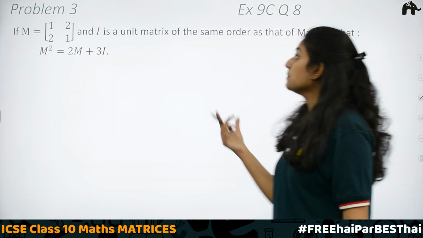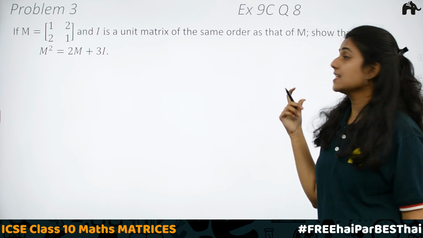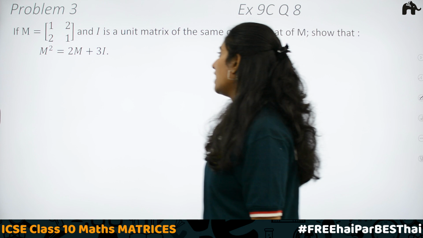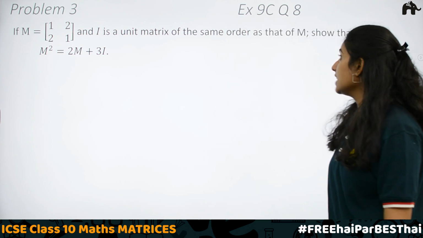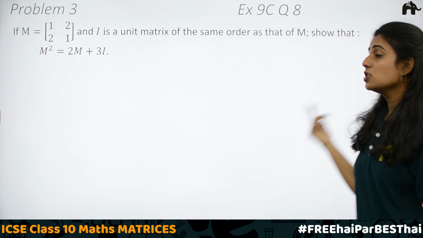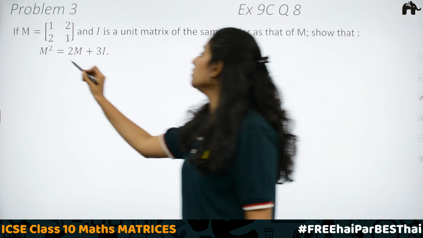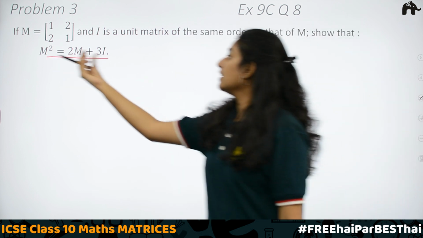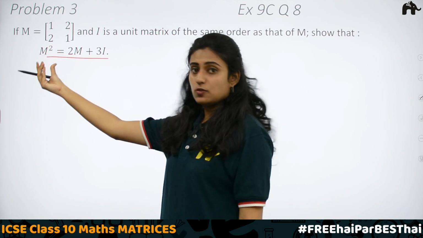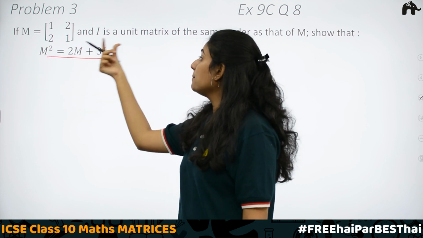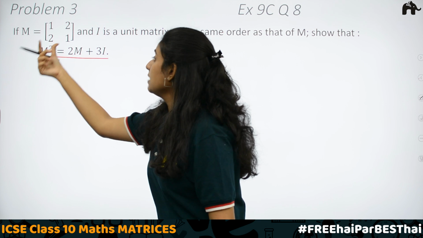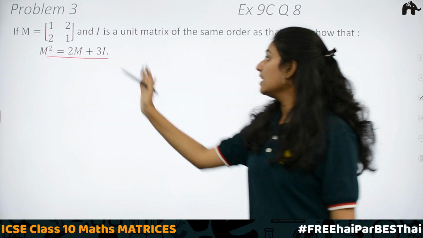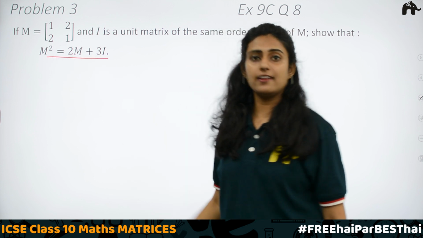Understood? Next, problem 3, question 8 of exercise 9C. If M is equal to [1, 2; 2, 1] and I is a unit matrix of the same order as that of M, show that M square is equal to 2M plus 3I. Okay. Here in the LHS we should get M square, RHS we have 2M plus 3I. We will find M square separately and 2M plus 3I separately. We should show that these two are equal.